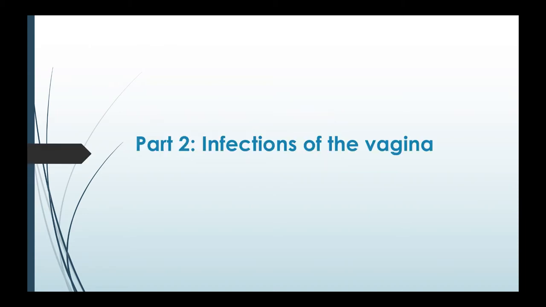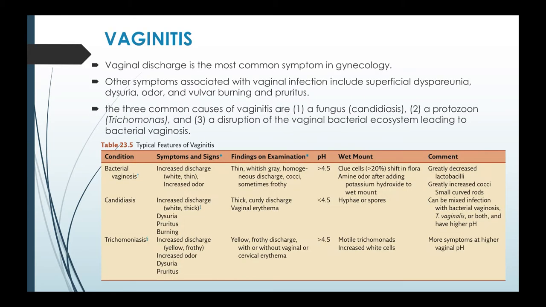So, now let's discuss infections of the vagina. First, we have vaginitis. Vaginal discharge is the most common symptom in gynecology. Other symptoms associated with vaginal infection include superficial dyspareunia, dysuria, odor, and vulvar burning and pruritus.